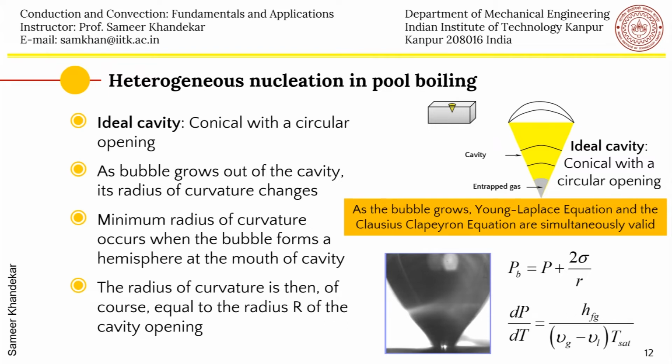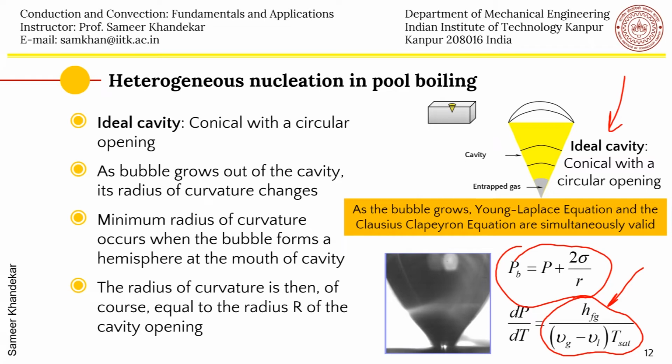I will not derive this, but you will recall from your thermodynamics that dP/dT, the rate of change of saturation pressure with temperature, is given by h_fg divided by (v_g minus v_L) into T_sat. And as the bubble grows out of the cavity, we have assumed an ideal cavity here, which is conical with circular opening, and the entrapped gas, the disturbance will travel and the heat will come in from here, and the bubble radii inside the cavity will change, and then it will come on the top.